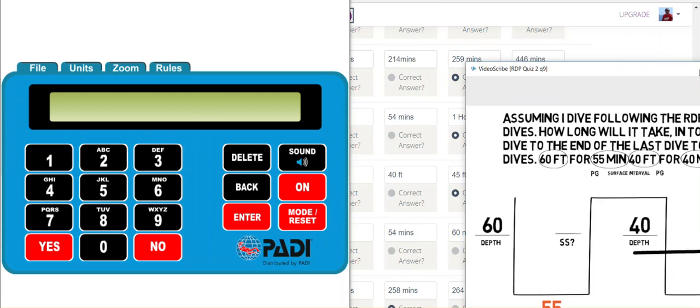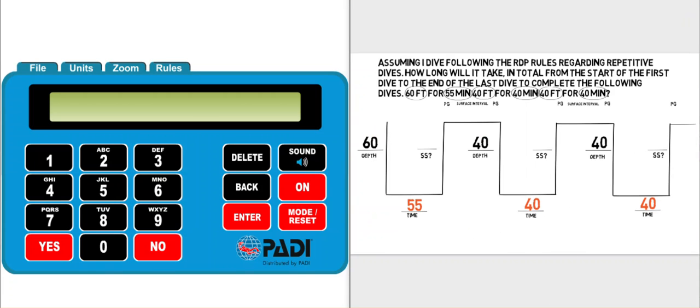So now I've done that, I can get out my ERDP-ML. And what am I going to do with it? Well, I've taught you that the best thing to do is start in surface interval mode. Nothing wrong with doing that, but if you're becoming a master of the RDP, which by now you probably are, you're probably already thinking to yourself, 60 foot for 55 minutes, that puts me in pressure group W. If I'm going to end the first dive in pressure group W, I know that I've got to do a minimum surface interval of at least 1 hour.